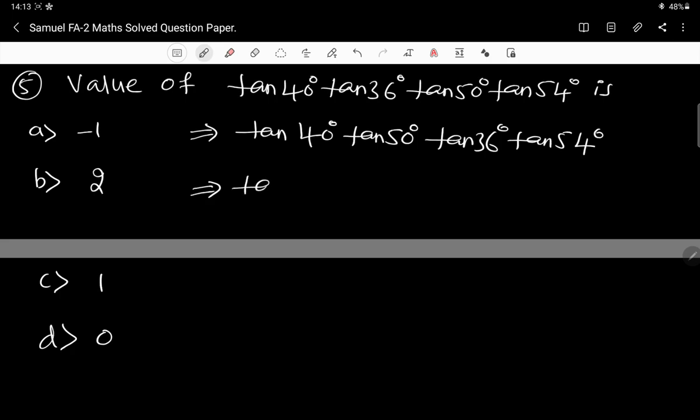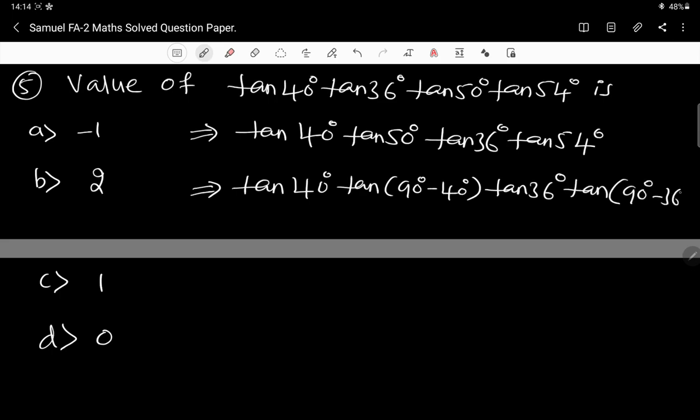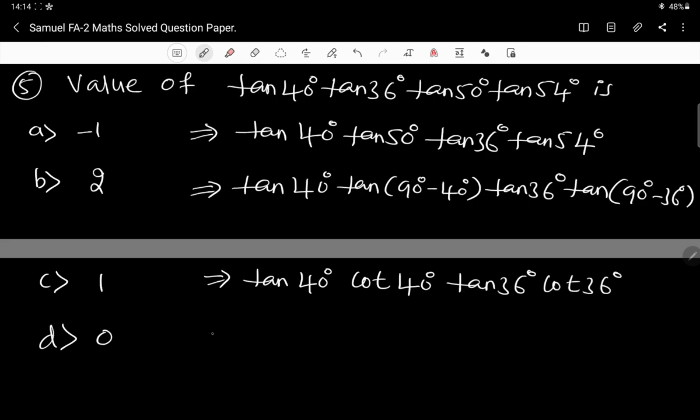Alright, so now this tan 40 degree there, you can write it as usual. And this tan 50 degree can be written as tan of 90 degree minus 40 degree. Next I am going to write it as tan 36 degree. And this tan 54 degree can be written as tan 90 degree minus 36 degree. So it becomes tan 40 degree into this tan 90 minus 40. 90 minus theta is cot theta, no? So it becomes cot 40 degree. Then afterwards I am going to have tan 36 degree. Tan of 90 minus theta is cot theta, so that's why it becomes cot 36 degree.